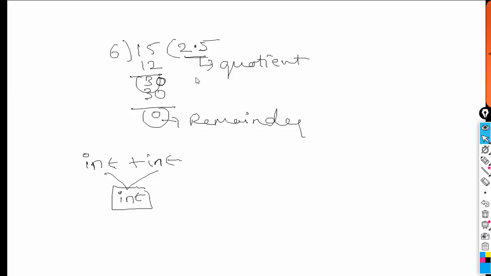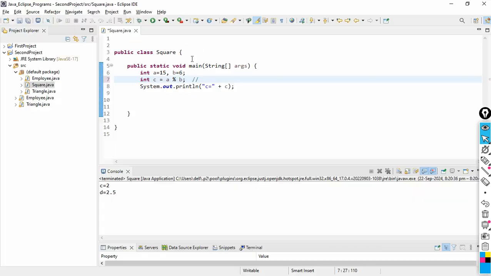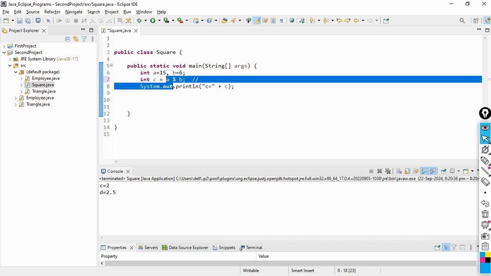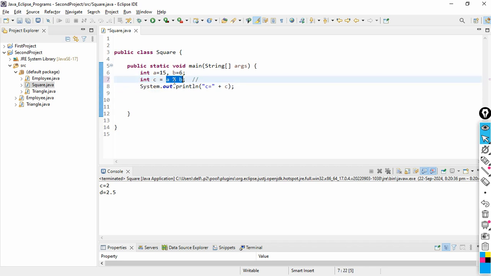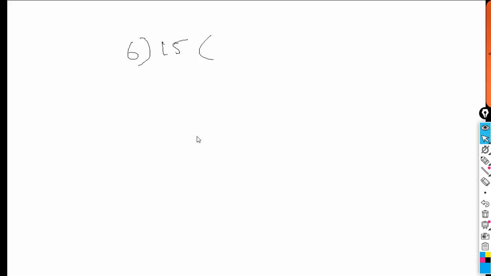Okay, so let me show you. So when we come to the remainders, what happens? So 15 divided by 6. See, once again, the same values I am taking here. A is 15, B is 6. 15 divided by 6: 6 twos are 12, and how much is left? 3. So in the case of the modulus operator, it will not take points, it will not consider points.